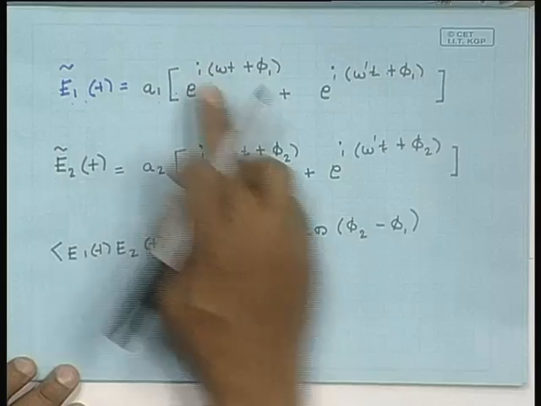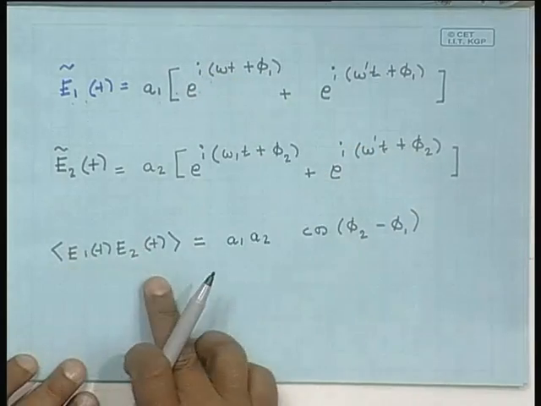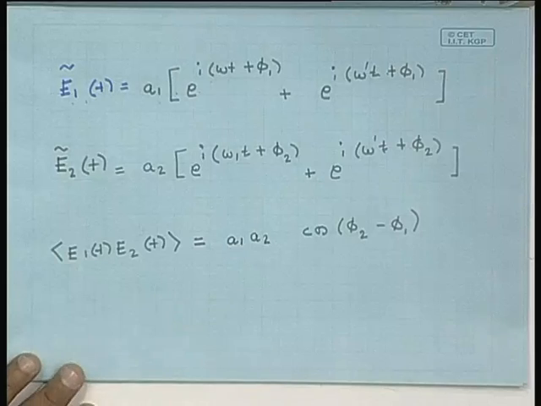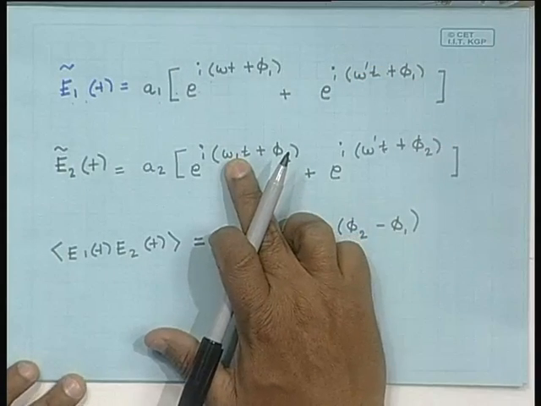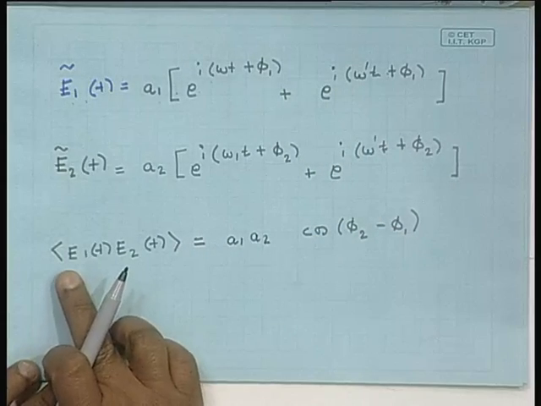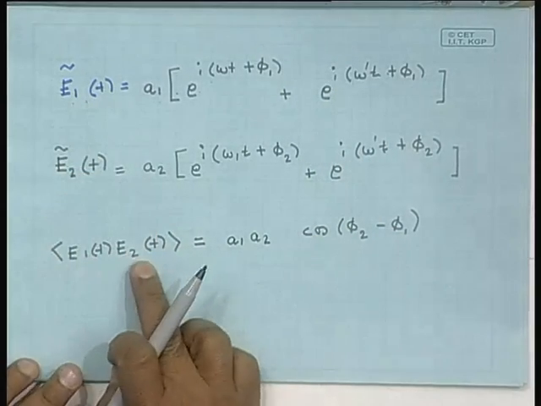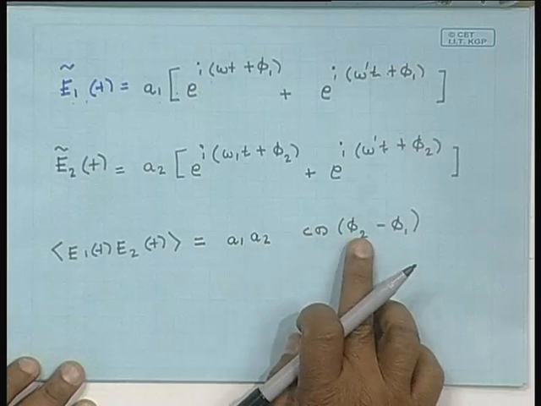Now, the cross term between this and this, it is a product of two different frequencies. When I take the time average, I get 0, this we have just seen. Similarly, when I multiply these two contributions, again I will get 0. So, the time average of the product of E1 into E2 is going to give me A1 into A2 into cos phi 2 minus phi 1.